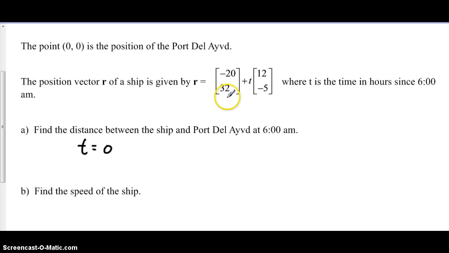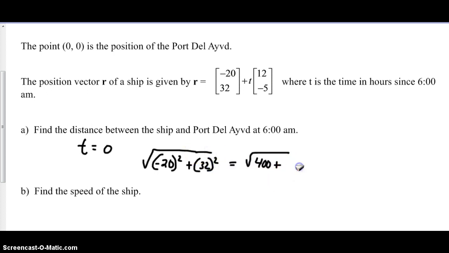Remember, to find that distance, we're going to be finding the magnitude of that vector, and that would be the square root of negative 20 squared plus 32 squared. That would equal the square root of 400 plus 1024, which would equal the square root of 1424, which simplifies to 37.7 kilometers. And again, we're using 3 significant digits here.